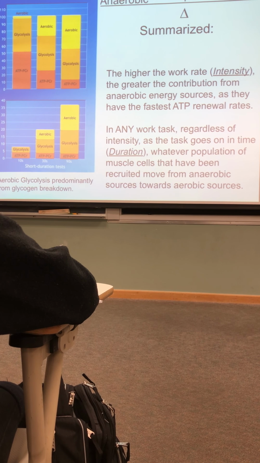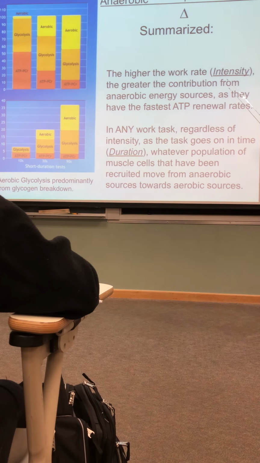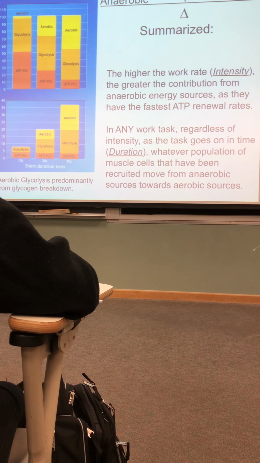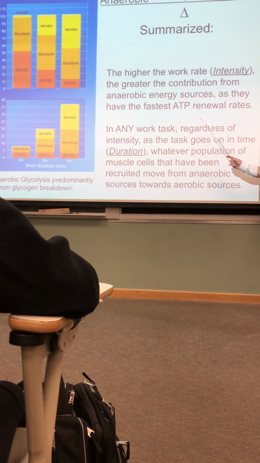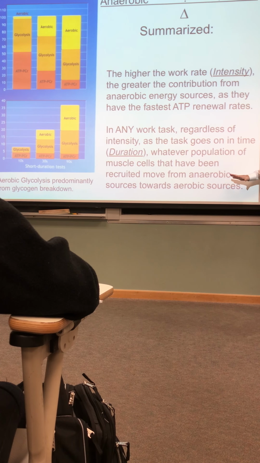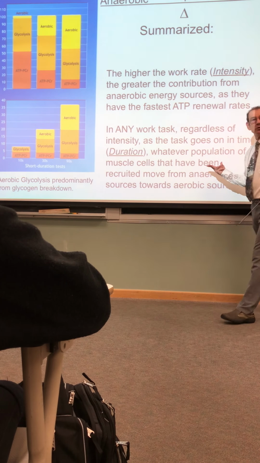All right, so summary: the higher the work rate, the more the anaerobic energy sources are going to contribute, because they have faster rates of ATP renewal. They support high intensity work. And then in any work task, as the task goes on in duration, the anaerobic sources tend to drop and the mitochondrial sources tend to turn on.